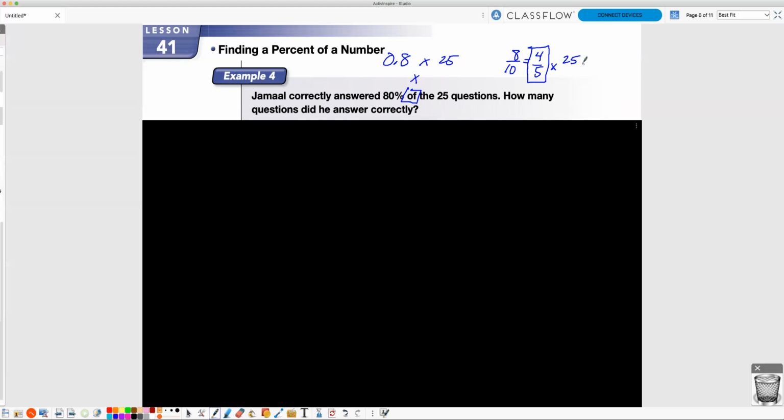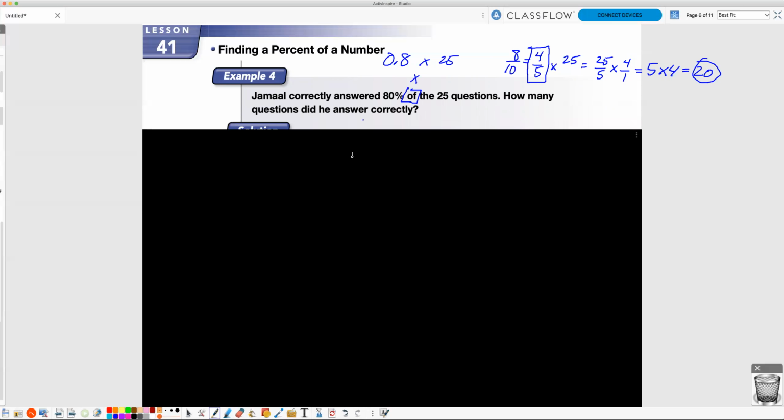And why? Because I can do a little switcheroo here. I can have 25 over 5 times 4 over 1. And I know what 25 over 5 is. That's 5. So then I end up with 5 times 4, and that equals 20 in the end. So the questions he answered correctly, 80%, would be 20 out of the 25.